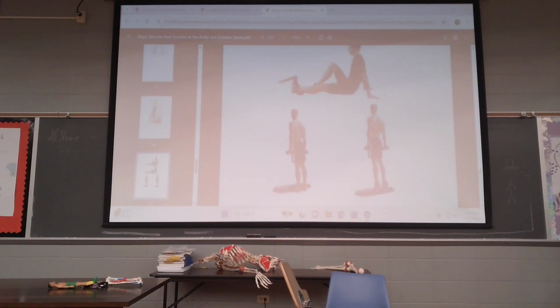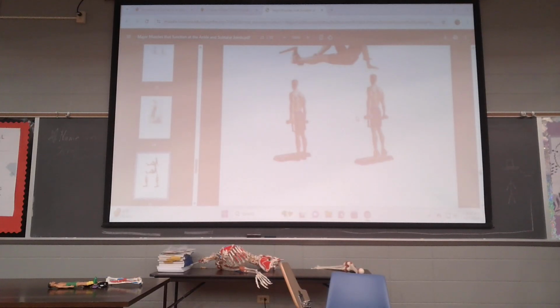All right, how about tibialis anterior or tibialis posterior? Well, let me ask something different. Peroneus longus or peroneus tertius? From left to right.